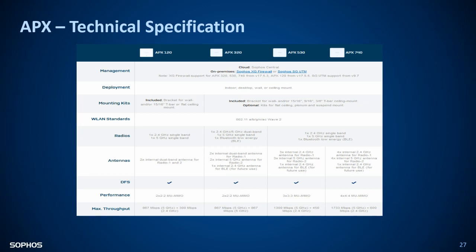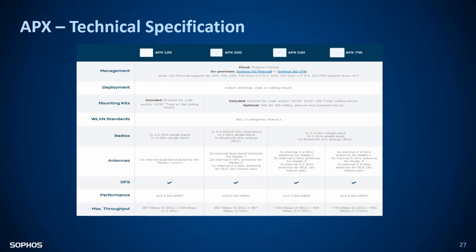The APX 120 has 2 radios and a maximum throughput of 300 megabits per second on the 2.4 GHz network and 867 megabits per second on the 5 GHz network. The APX 320, on the other hand, includes 2 radios and has a maximum throughput of 867 megabits per second on the 2.4 GHz network, as well as on the 5 GHz network.